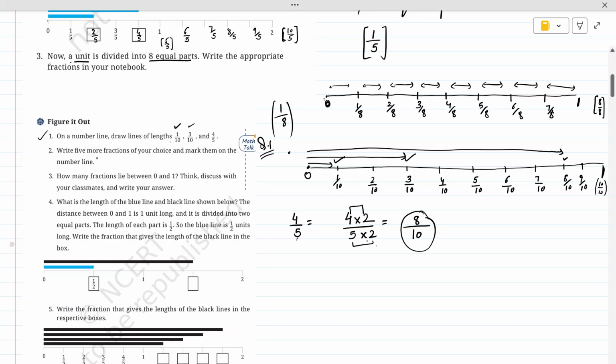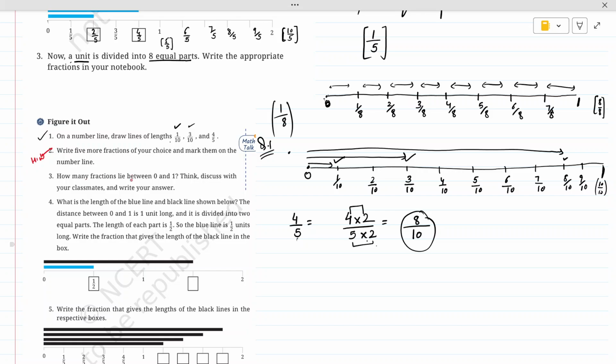Next, write 5 more fractions of your choice and mark them on the number line. So this is a homework where you have to pick. You can take any length. You can take 7, you can take 9, you can take 3, and accordingly, this has to be done.